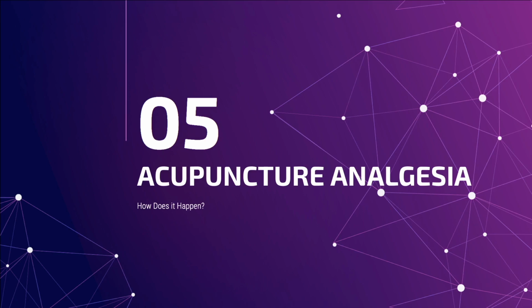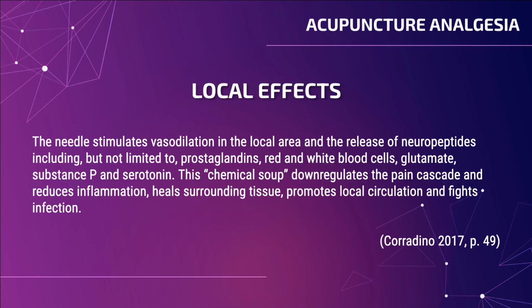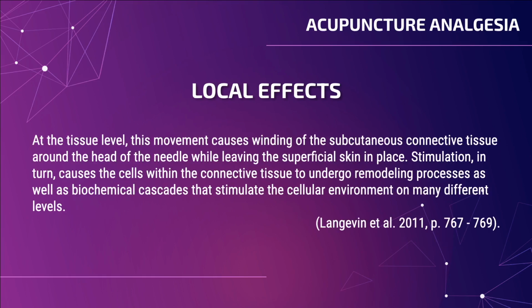Now, on to acupuncture analgesia and how does it happen? So as for local effects, according to Michael Corradino, the needle stimulates vasodilation in the local area and the release of neuropeptides, including but not limited to prostaglandins, red and white blood cells, glutamate, substance P, and serotonin. This chemical soup downregulates the pain cascade and reduces inflammation, heals surrounding tissue, promotes local circulation, and fights infection.